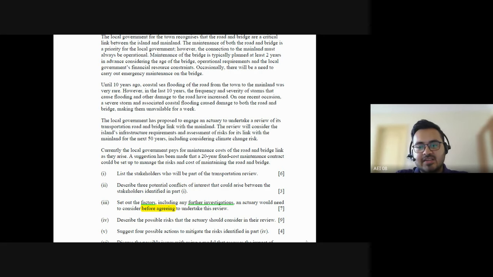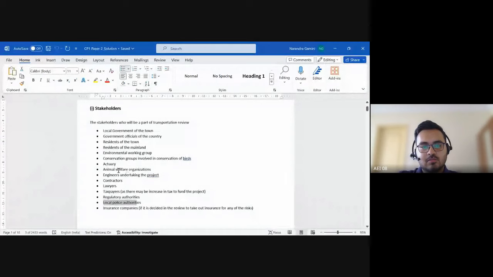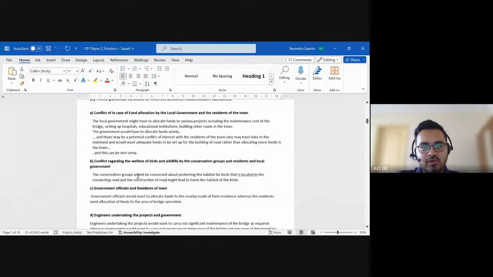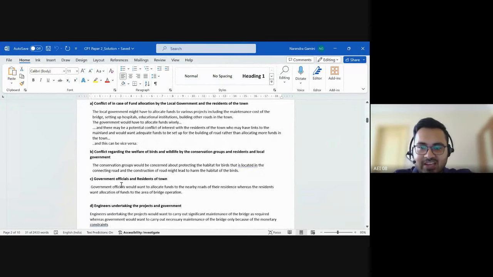Let me show you how that candidate answered as well, because the candidate got full marks. Don't worry, I have taken the candidate's consent, and the name is not disclosed. In this case, the candidate was asked for three and has given four, which is always a good thing if you have time. I think a lot of time was saved because of the way it has been structured. They have said: conflict of interest in fund allocation, local government and residents of the town. Okay. Conflict of interest regarding the welfare of birds, wildlife conservation group and local government. That is again valid. Government officials and residents of the town.